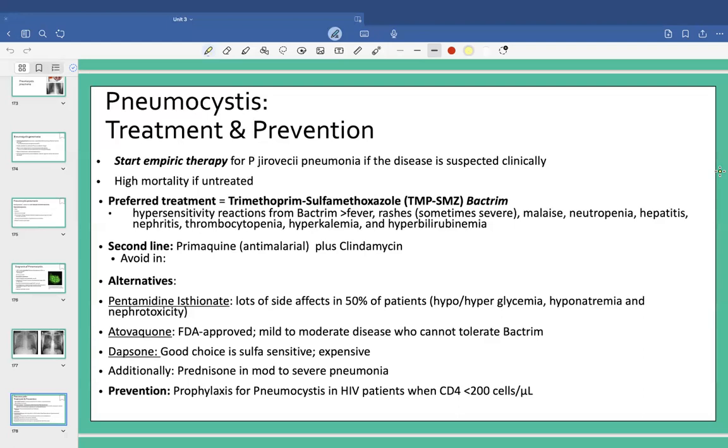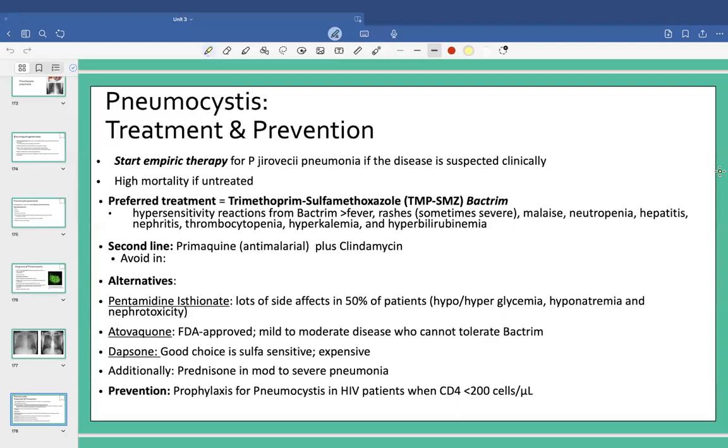So this does not respond well to antifungals. It has been shown to be responsive to Bactrim. PCP is not responsive to antifungals. You will treat this with Bactrim.